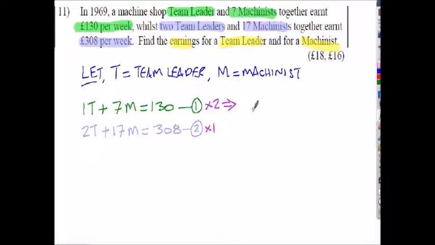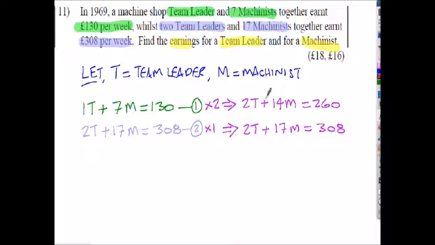So multiplying equation 1 by 2, I will get 2t plus 14m is equal to 260. Multiplying equation 2 by 1 remains the same then, that's 2t plus 17m is equal to 308.